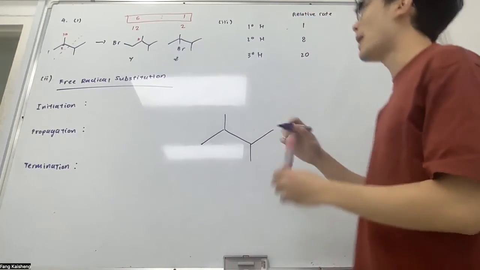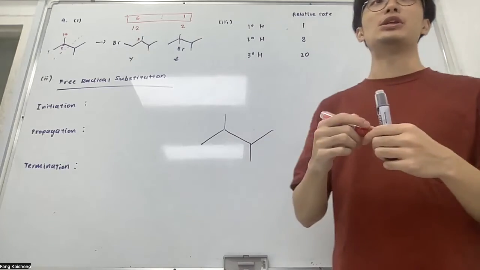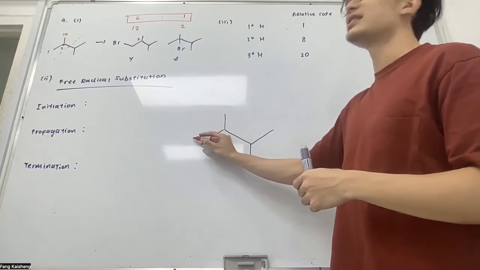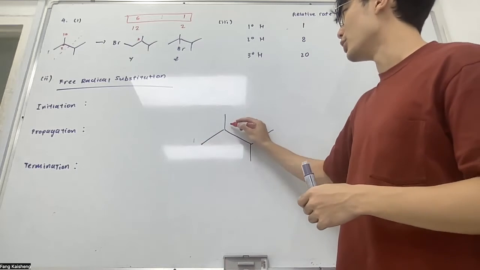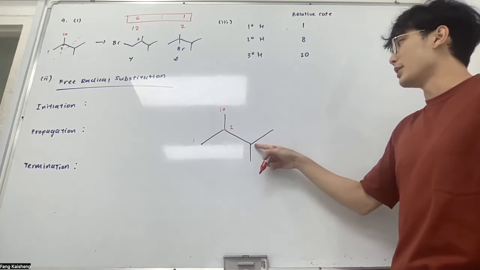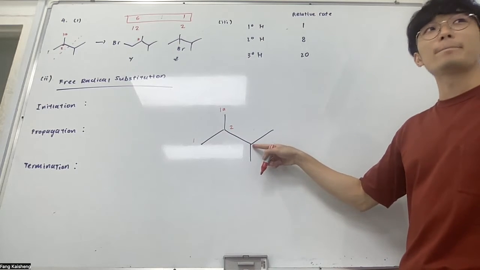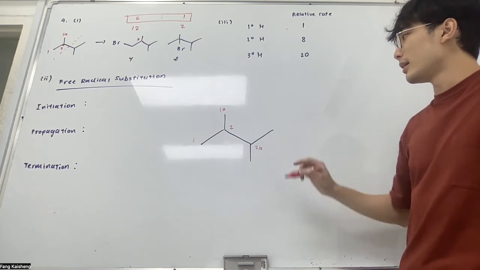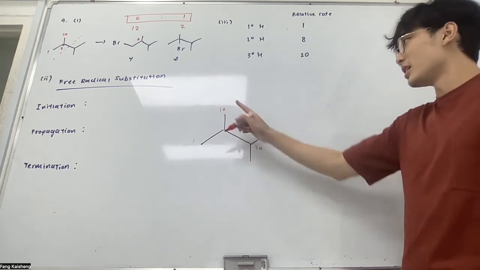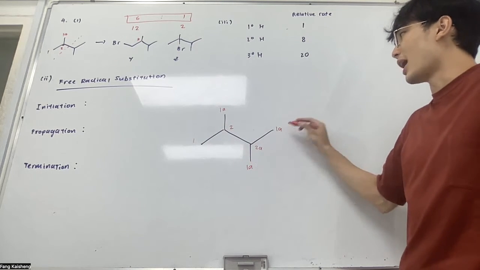Okay, compound Y is substituted on the first carbon. So identify all the first carbons. This is carbon 1, right? This is carbon 2. But we know this is carbon 1A, correct? Now, how about this carbon here? This is a duplicate of what? 2. So it becomes 2A. This one is a duplicate of what? 1, and basically they are the same, right? So it's all duplicates of carbon 1.